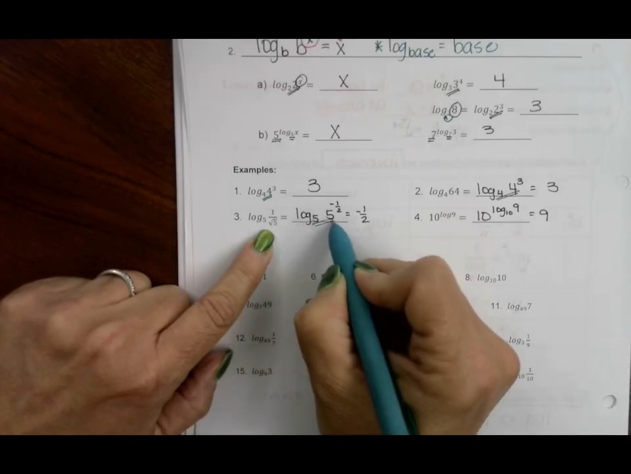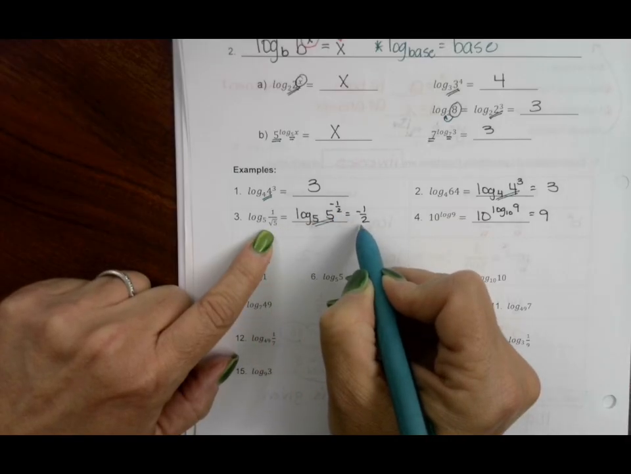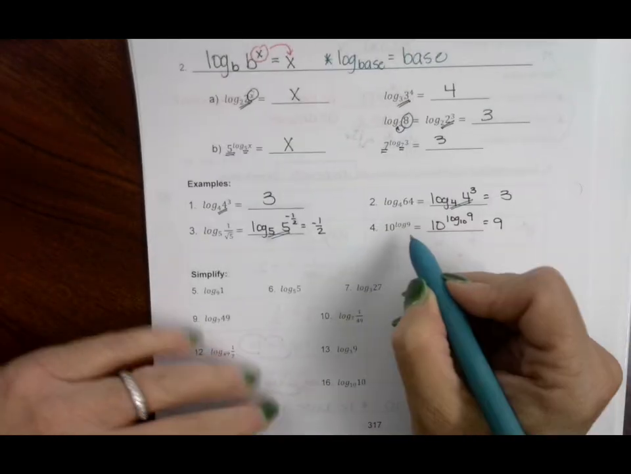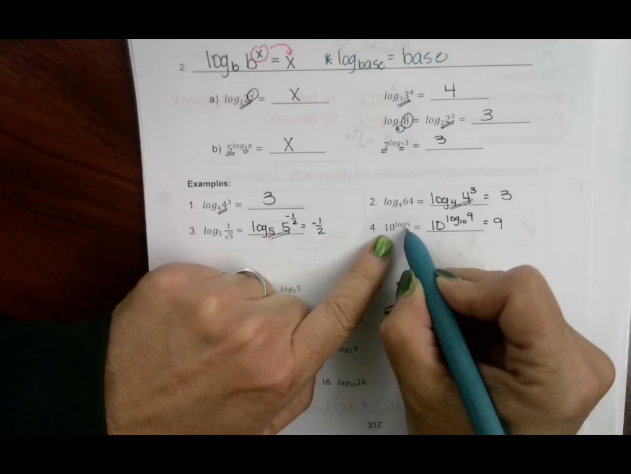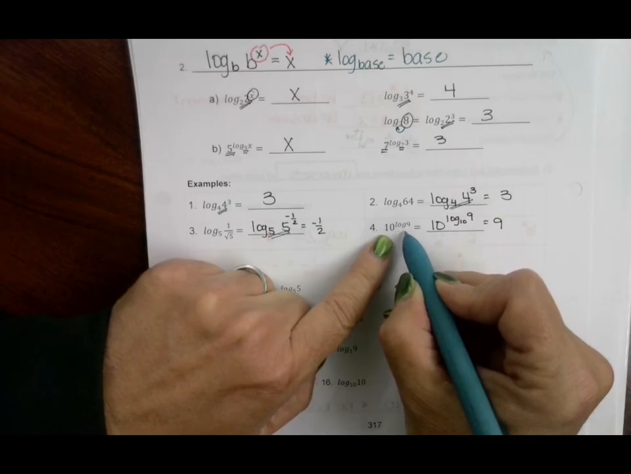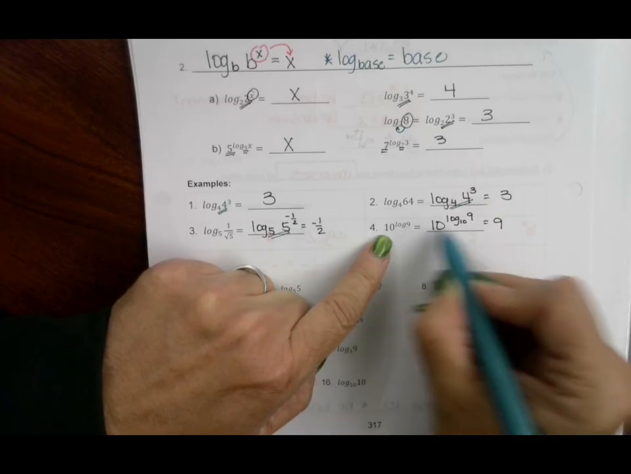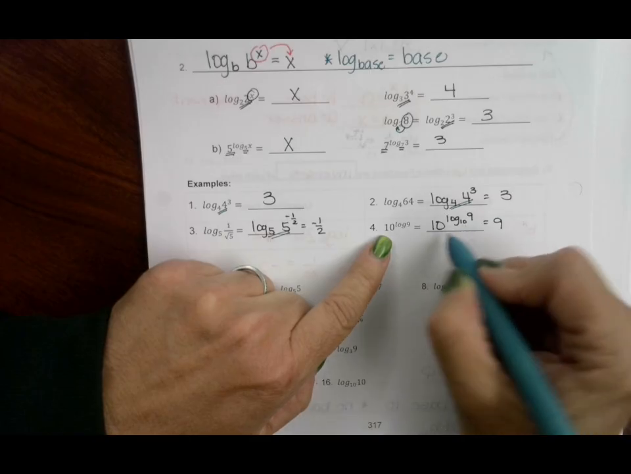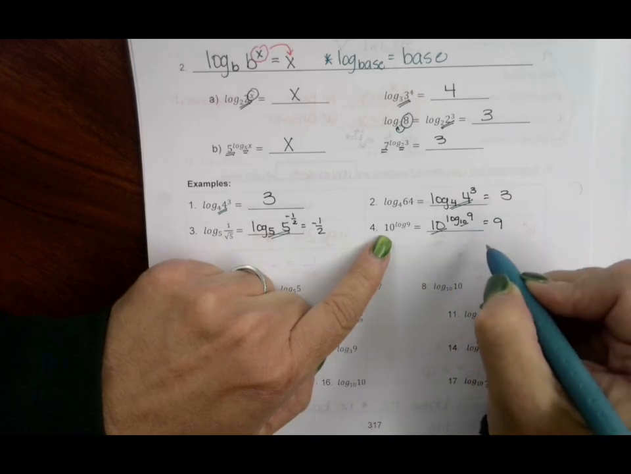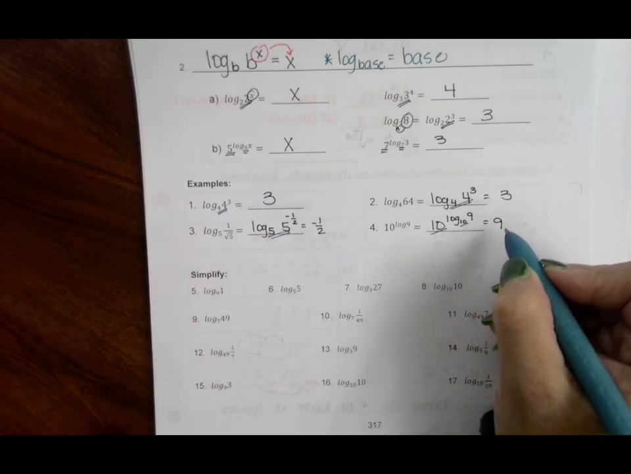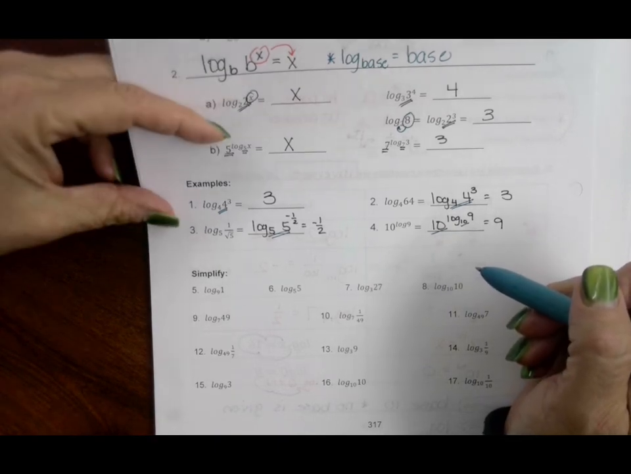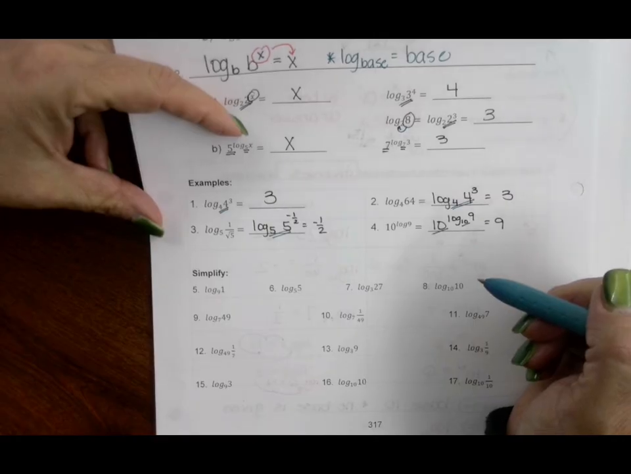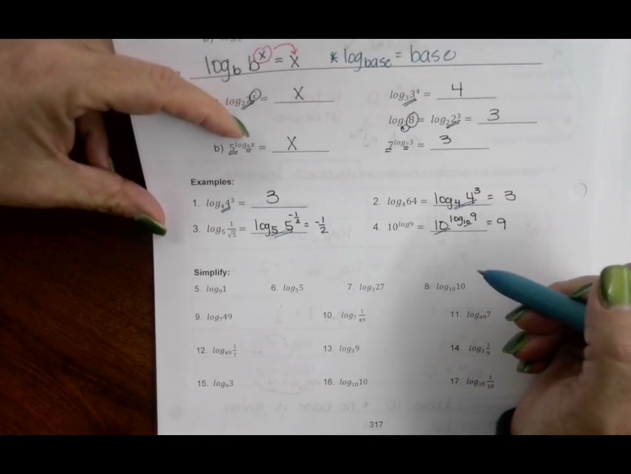So now these are the same, so my answer is just negative 1/2. Now when I look at this, I have a 10 and a log 9. There's no base here, but I can make this a base because remember this is our common log, and a common log is a base of 10. So now I have 10 to the 10, so my answer here is just 9. Okay, I'm going to give you lots of these to practice, and so hopefully you'll start seeing these patterns.